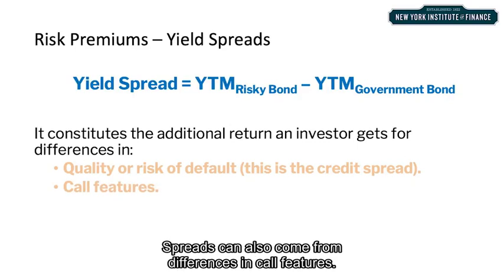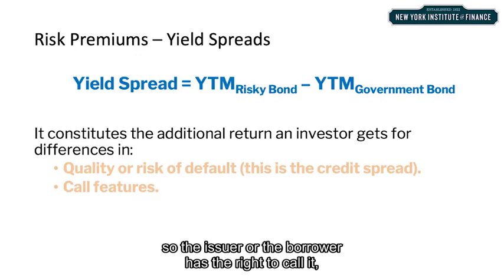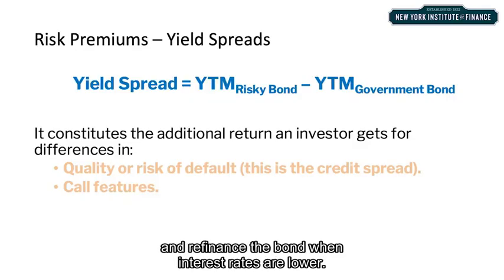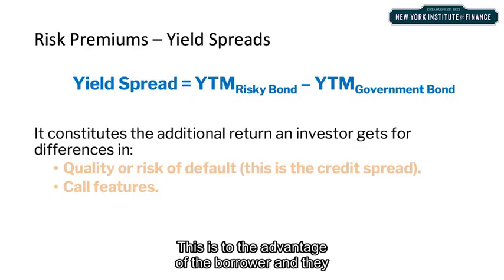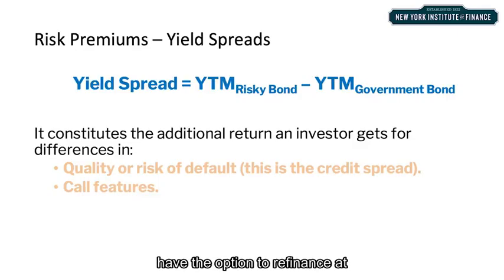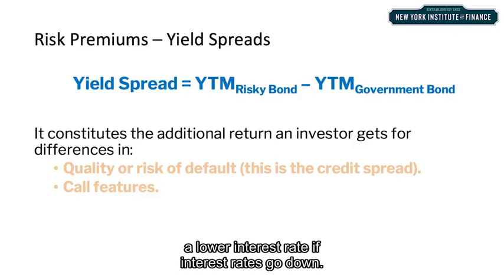Spreads can also come from differences in call features. Some bonds are callable, so the issuer or the borrower has the right to call it, which means they can pay back the lender and refinance the bond when interest rates are lower. This is to the advantage of the borrower, and they will have to pay a higher interest rate to have the option to refinance at a lower interest rate if interest rates go down.